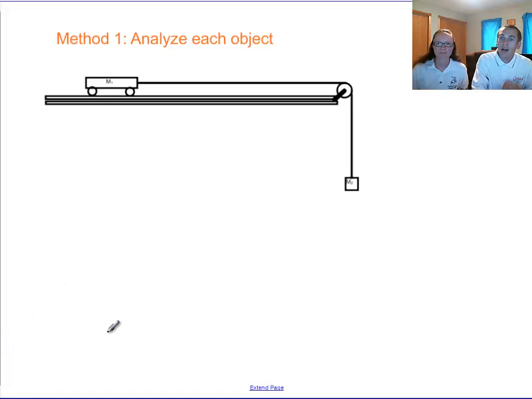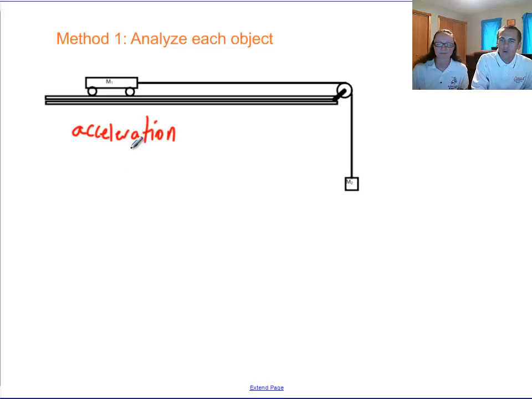Okay, and our object here is we've got this cart. We call it M1. It has a mass. It's being pulled by a hanging mass, M2. And what we really are interested in on this one is the acceleration. Okay, we want to know how fast is this going to accelerate.